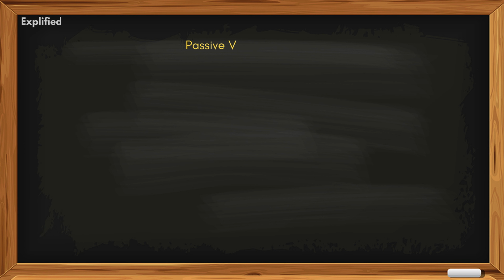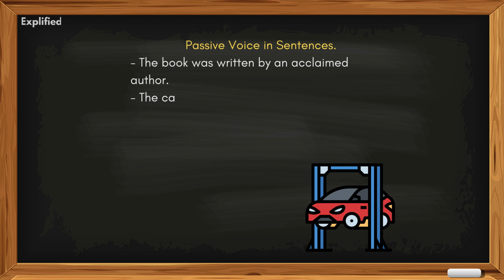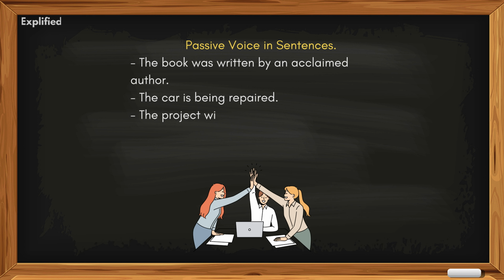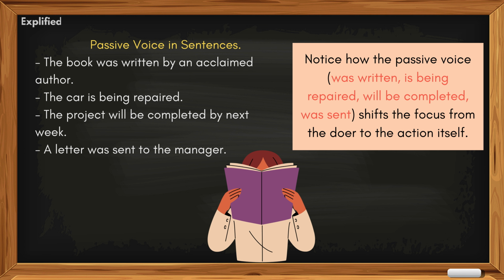Passive voice in sentences. The book was written by an acclaimed author. The car is being repaired. The project will be completed by next week. A letter was sent to the manager. Notice how the passive voice, was written, is being repaired, will be completed, was sent, shifts the focus from the doer to the action itself.